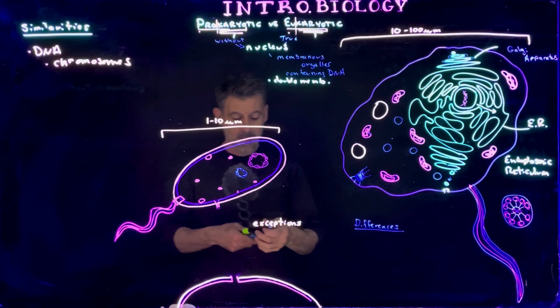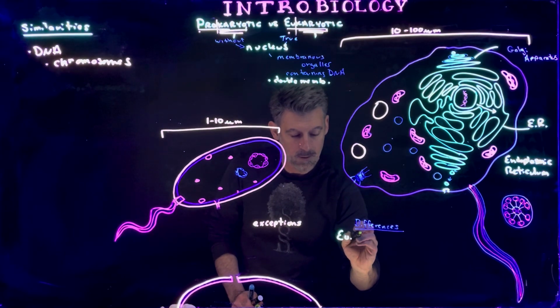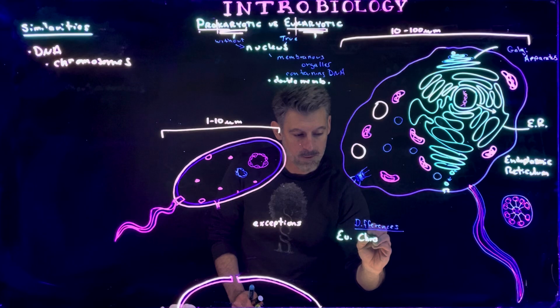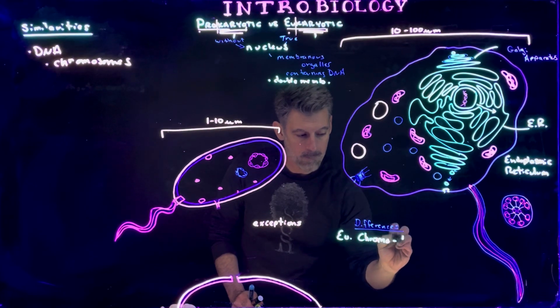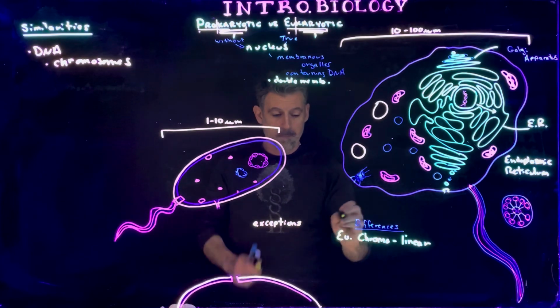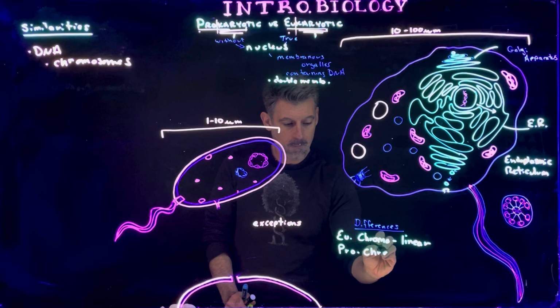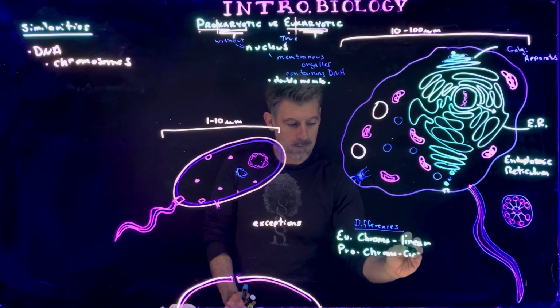Differences between them would be that eukaryotic chromosomes are linear, and prokaryotic chromosomes are circular.